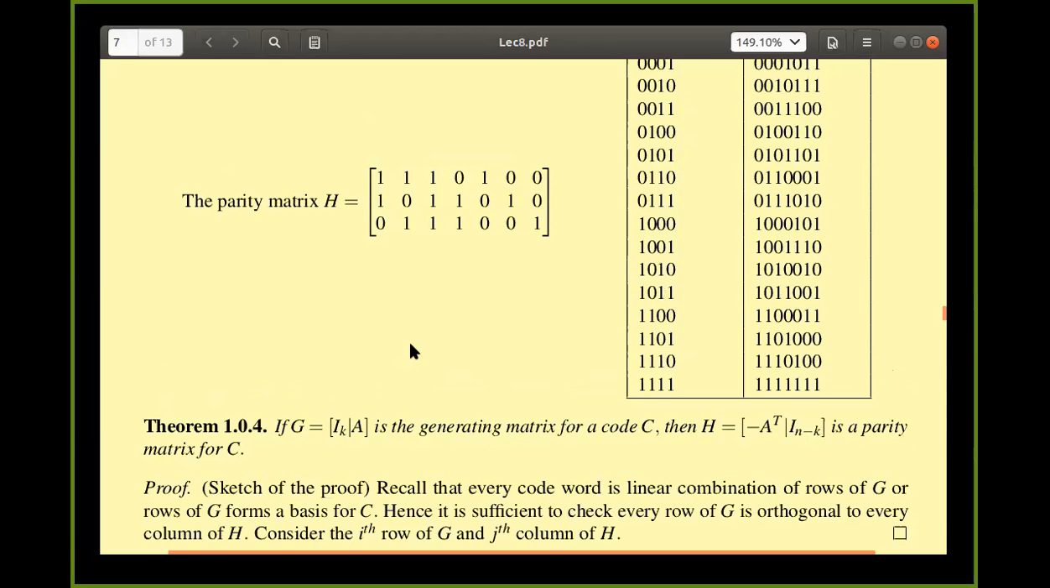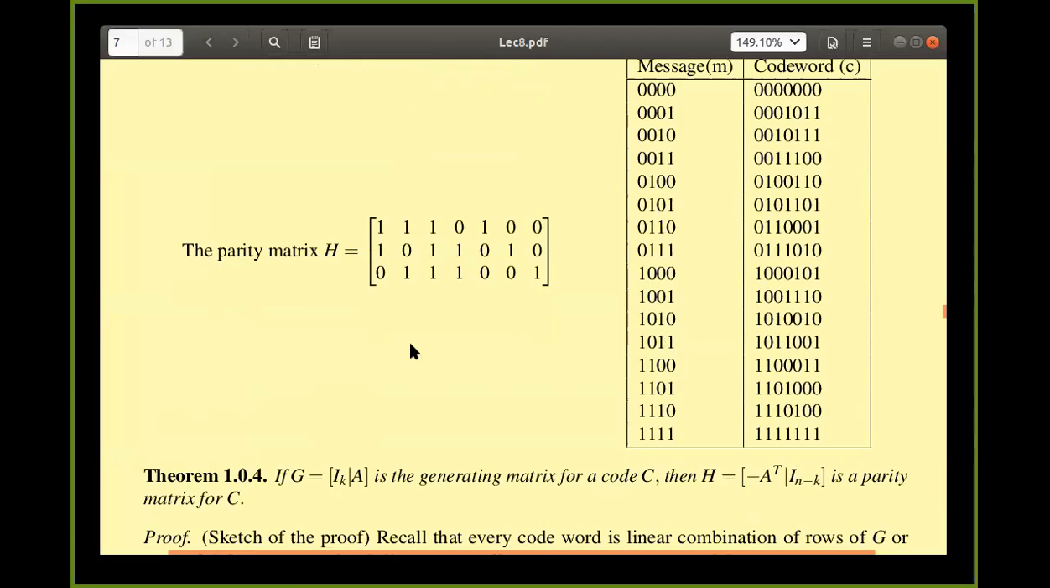What I'm saying is that if I know the generator matrix, this is an algorithm, then I know the parity matrix also. The parity matrix is exactly given by minus A transpose and I_{n−k}. So we need a proof for this. I'll repeat: if this is the generator matrix for a linear code C, then it is possible to construct the parity matrix from the generator matrix. This is the parity matrix.